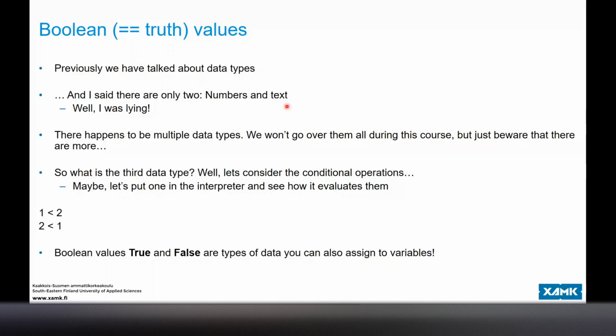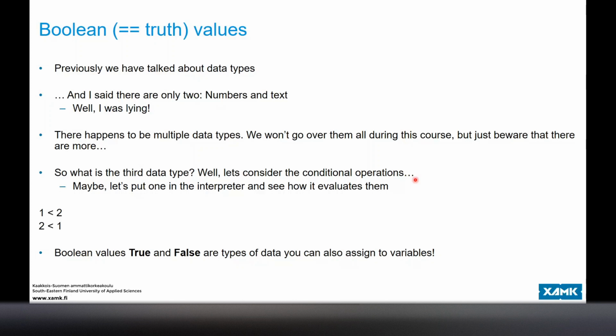But once we start to deal with conditional statements or conditional code, then we need a third type of data type. So there actually happen to be more than just two types of data. We won't even be able to cover all of them during this course, but just be aware that there are more. And the third data type is something called a Boolean value, or a truth value.